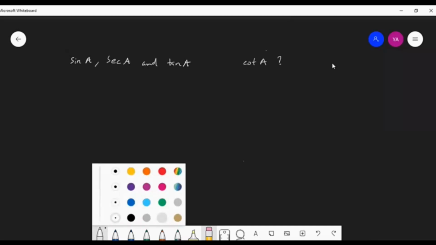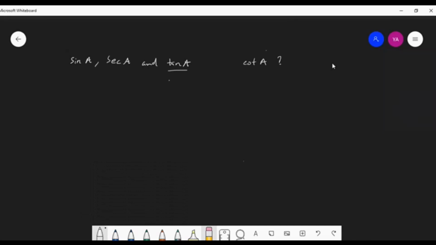So cot A. I think better we can start from tan A. How can we express tan A in terms of cot A? Tan A is equal to 1 by cot A. Very simple. Now we can apply the identity in terms of cot square A. What was the identity? Cot square A plus 1 is equal to cosec square A. This was the identity we discussed. From this we can form cosec square A, then taking the reciprocal we can get sin A, right?